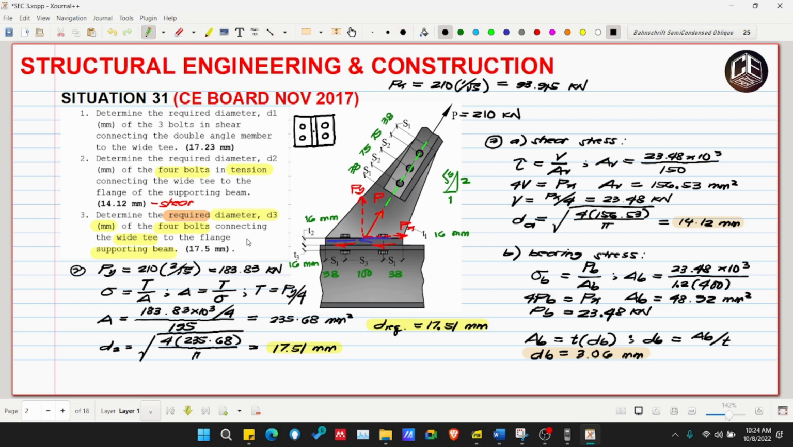Okay, so this is for number 3. Okay, so this is our situation number 31 from CE Board exam, November 2017 for Structural Engineering and Construction.